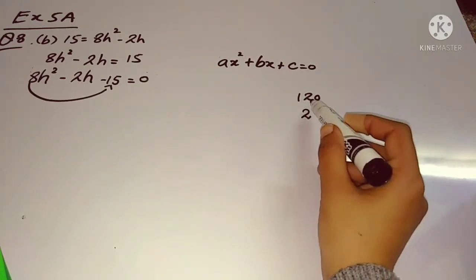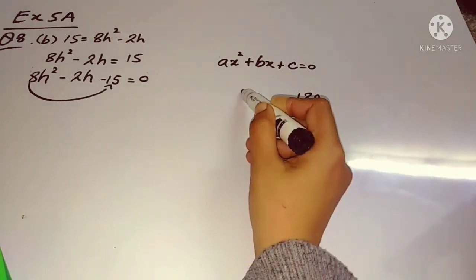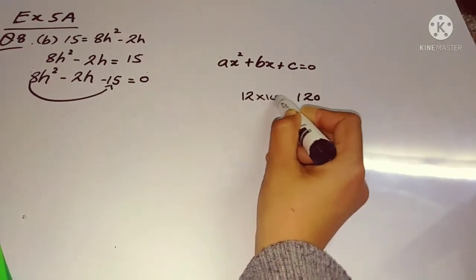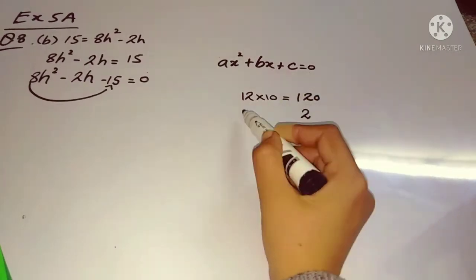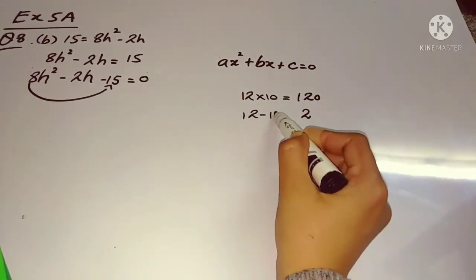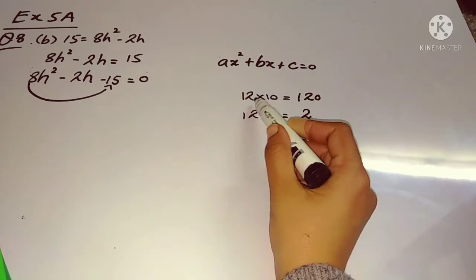So here you can see that this is 120 and this is 2. Those two factors are 12 and 10. When you multiply 12 with 10, you will get 120, and when you subtract 10 from 12, you will get 2. So it means that those two factors are 12 and 10.